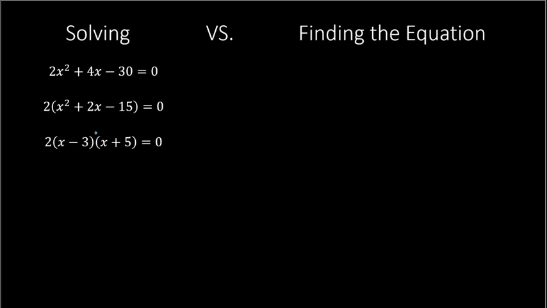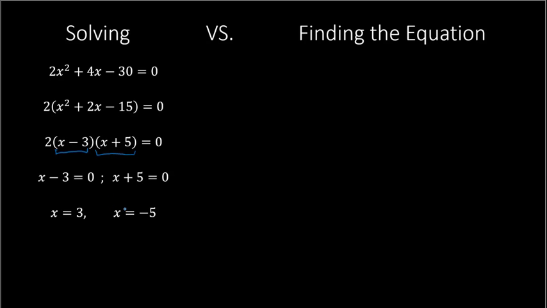All right, now to solve this the rest of the way, we need to set each part equal to 0. Obviously the 2 cannot equal 0, but x minus 3 could equal 0, or x plus 5 could equal 0. And that's by using the zero product property. Now we solve each of those equations, and we have x equals 3, or x equals negative 5. So our solution, or in other words, our roots, would be 3 and negative 5.